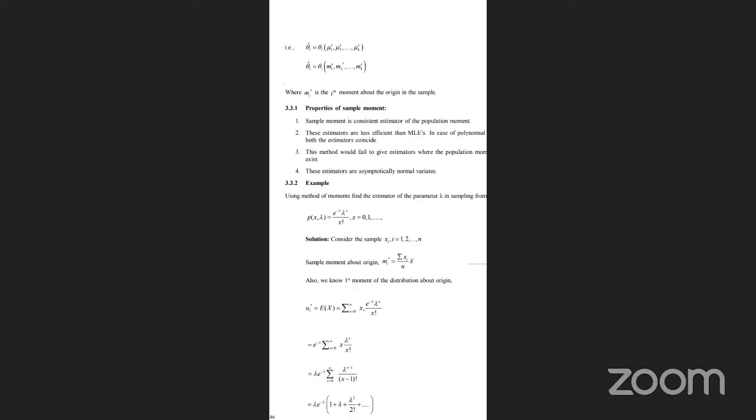So these are the moments we are talking about here. The properties of the estimator I have already listed here. This one I told, this example I told, e power minus lambda x. This one you have to do.